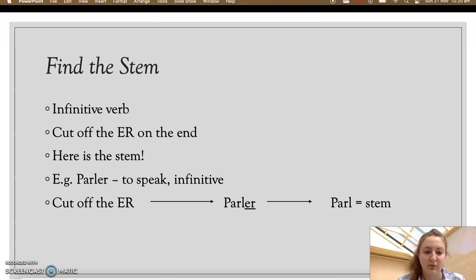So for example, that's where we see here the verb parler. See how it ends in ER, which means to speak. This is what we call the infinitive because the ER is still on the end. To get the stem, what we have to do is cut off the ER, and then we have our stem. So for example, with parler, we cut off the ER at the end, and then our stem will be parl.